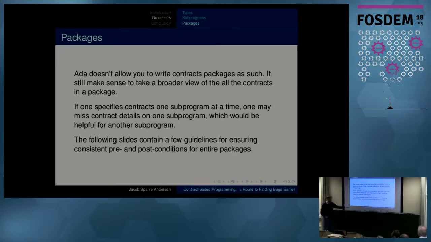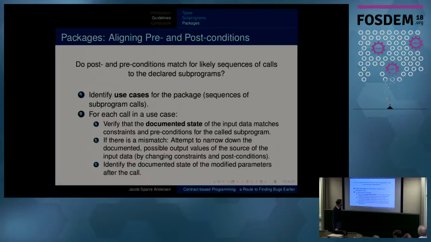Then another step is when you have a whole library, a collection of subprograms. It might be the standard library IO submodule, text IO submodule. We want to be able to use the whole library in a sensible way, and the contracts should match up between the different subprograms there. I've tried to write down some guidelines for that part as well. Basically, we want the postcondition of one call to match the preconditions of the following call.